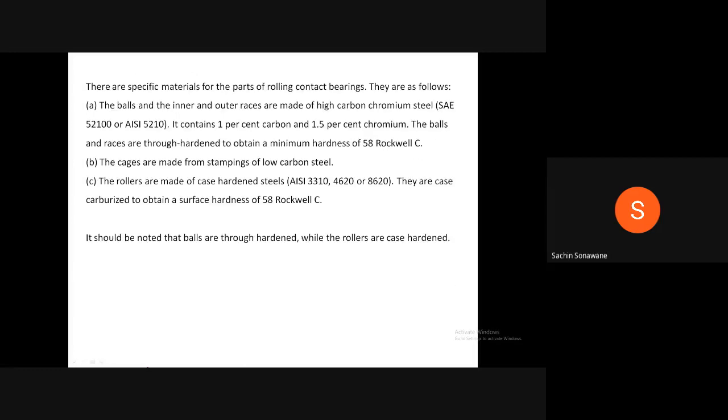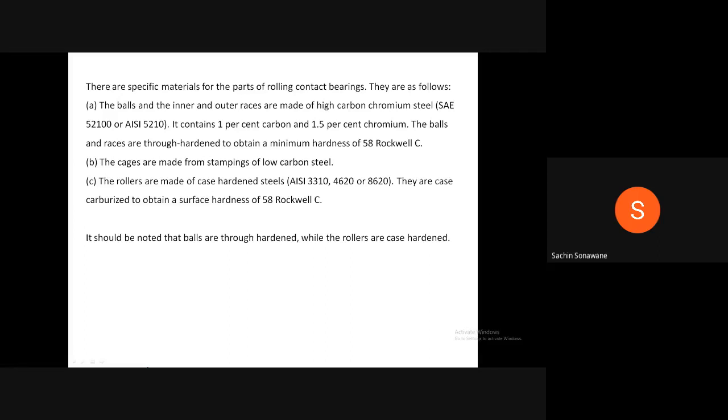Now we will see materials for the roller bearing. There are specific materials for the parts of rolling contact bearings. They are as follows. First, the balls and the inner and outer races are made of high carbon chromium steel, that is SAE 52100 or AISI 5210. It contains 1% of carbon and 1.5% of chromium. The balls and races are through hardened to obtain a minimum hardness of 58 Rockwell hardness.